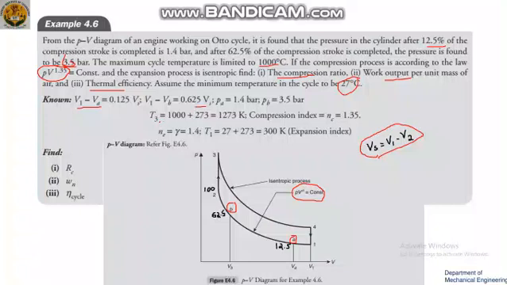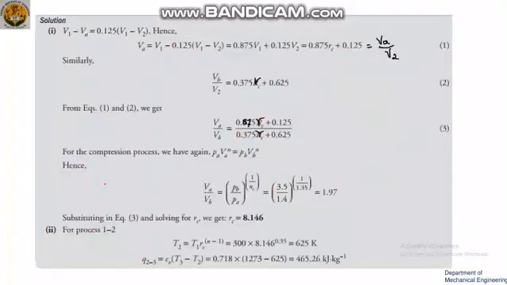So you just convert the temperature T3, the maximum temperature, which is given in degrees Celsius, into Kelvin, and also the minimum temperature should be converted to Kelvin. And the expansion process is isentropic, no need to worry about this. And you need to find compression ratio, work done, and efficiency.